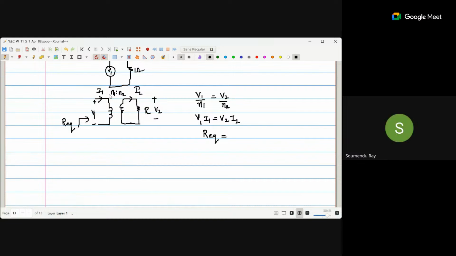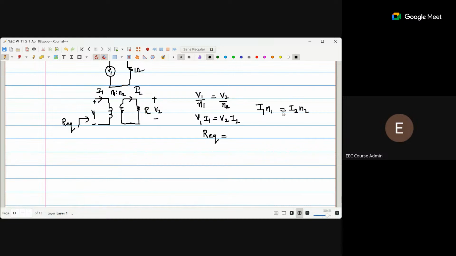R equivalent is equal to R into N2 by N1 whole square. What we were discussing, the turns ratio is N1 is to N2, and I have connected a resistor R. So here again, the voltage per turn is the same. So V1 by N1 equal to V2 by N2, and your MMF, that is I1 N1, is the MMF referred to the primary, and I2 N2 is that referred to the secondary.